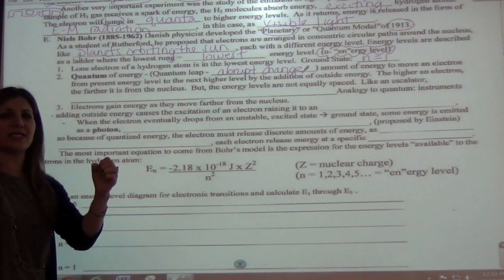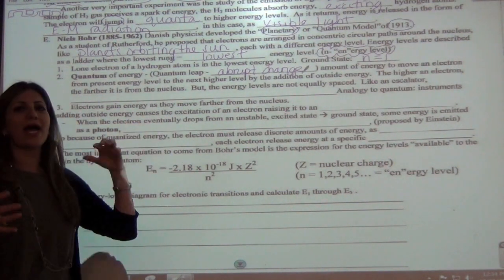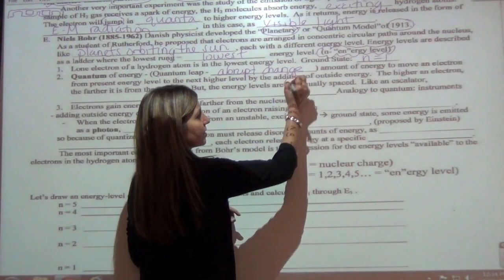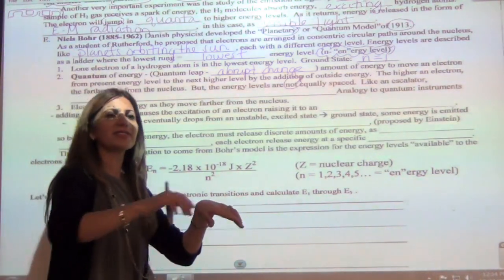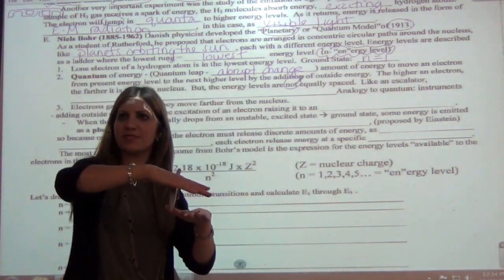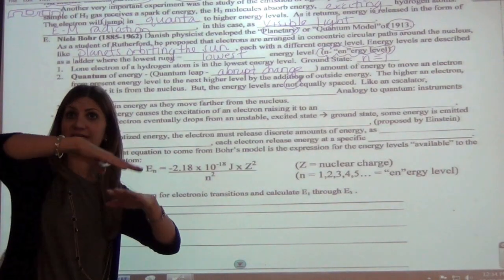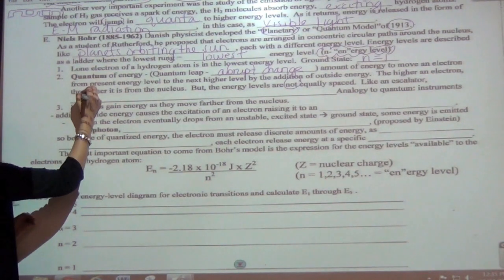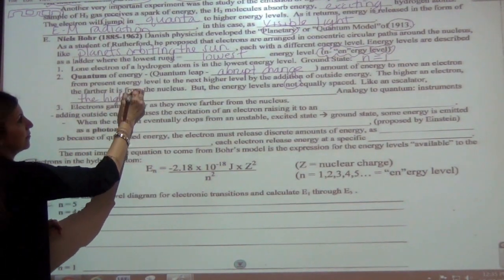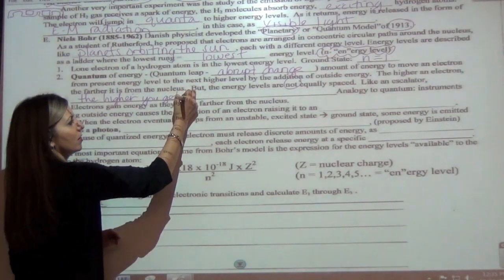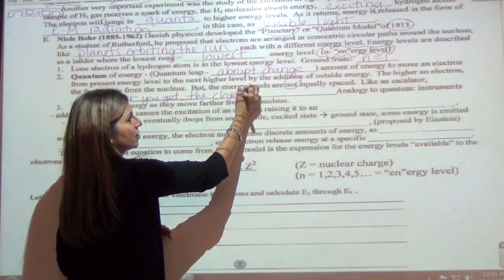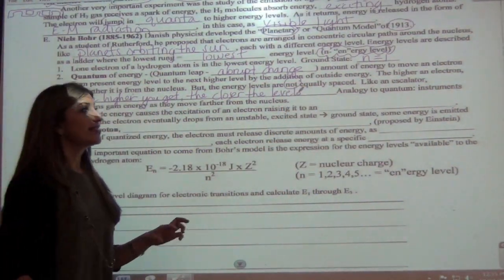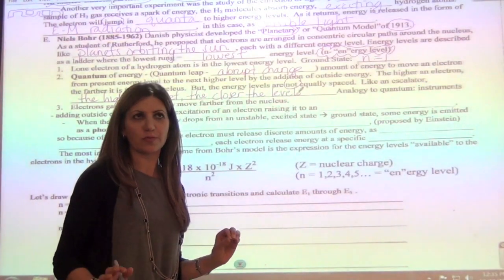The higher an electron is and the further from the nucleus it is, the more energy that it has. The energy levels are not equally spaced, though. Like an escalator, you know when you get to the top of an escalator, what starts happening to the steps? They start getting closer and closer together, right? And then you can step off. So like an escalator, the higher you get, the closer the levels. Okay, so let's talk about this quantum idea real quick before we move on.